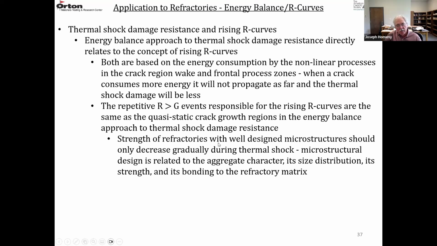So the strength of refractories in a well-designed microstructure should only decrease gradually during the thermal shock. You want a gradual decrease in the strength. You don't want a catastrophic failure. So the important features of the microstructural design are related to the aggregate character, its size distribution, its strength, and then the bonding to the refractory matrix.